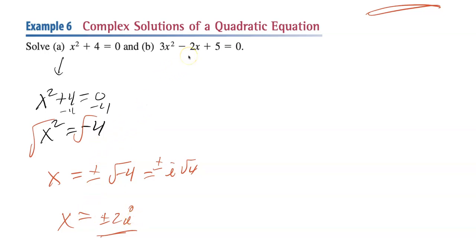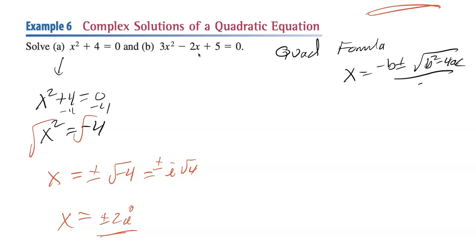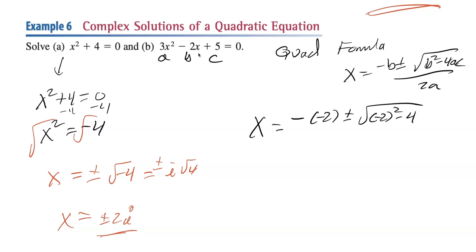How about something like this? Now, this is not factorable. So what to do is use the quadratic formula, or you can complete the square, but let's do the quadratic formula. So x equals negative b plus or minus square root of b squared minus 4ac all over 2a. If you remember the quadratic formula, the coefficient of x squared is a, coefficient of x is b, and that's c. So we're going to get x equals negative negative 2 plus or minus square root of negative 2 squared minus 4 times a times c all over 2a.